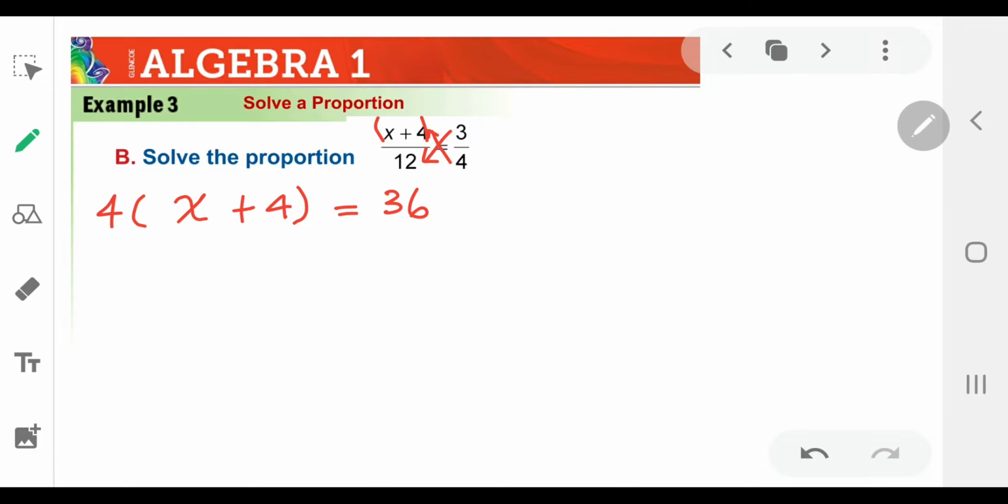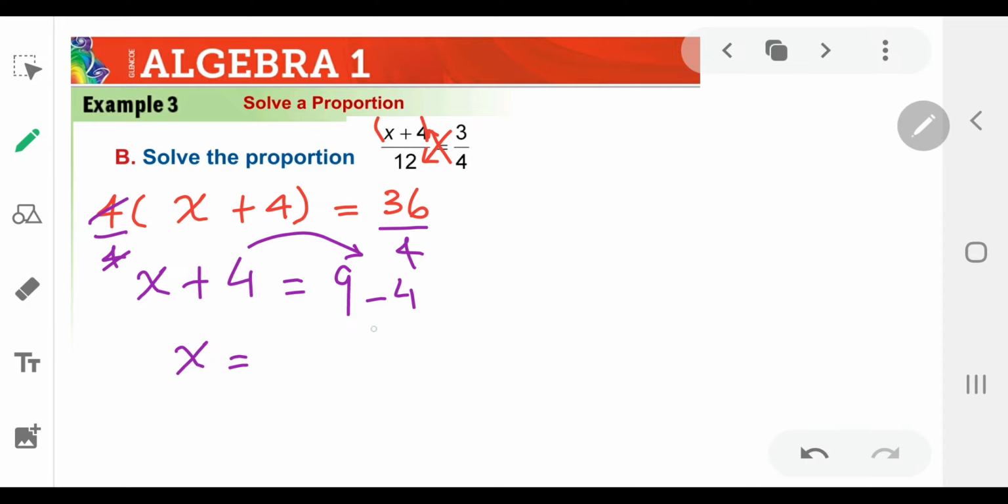Now, what would be the next step? Again, I have 4 multiplied by this expression. So to undo multiplication, I would consider dividing by this 4. So I would divide here by 4 and divide here also by 4. The 4 will be cancelled, and x plus 4 will be isolated. 36 divided by 4 is 9. A simple one-step equation. Take the 4 to the other side with opposite sign. x will be 9 minus 4, which is 5.